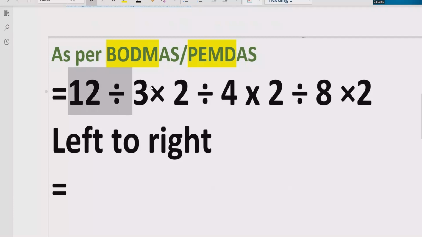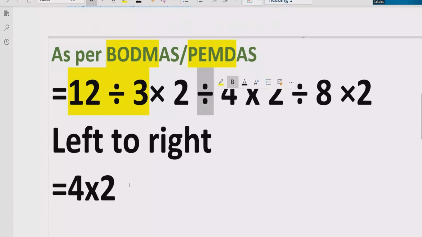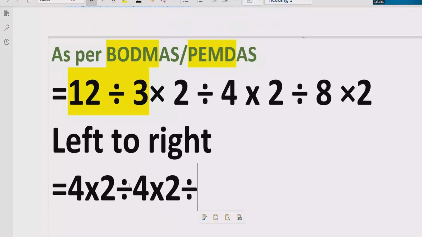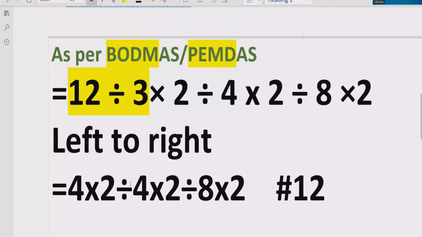So here we have 12 divided by 3. First of all, we have to solve this one. 12 divided by 3 is equal to 4. Then multiplied by 2, divided by 4, multiplied by 2, divided by 8 and multiplied by 2. We will write here as it is, and here we have to give the reference: 12 divided by 3 equals 4.